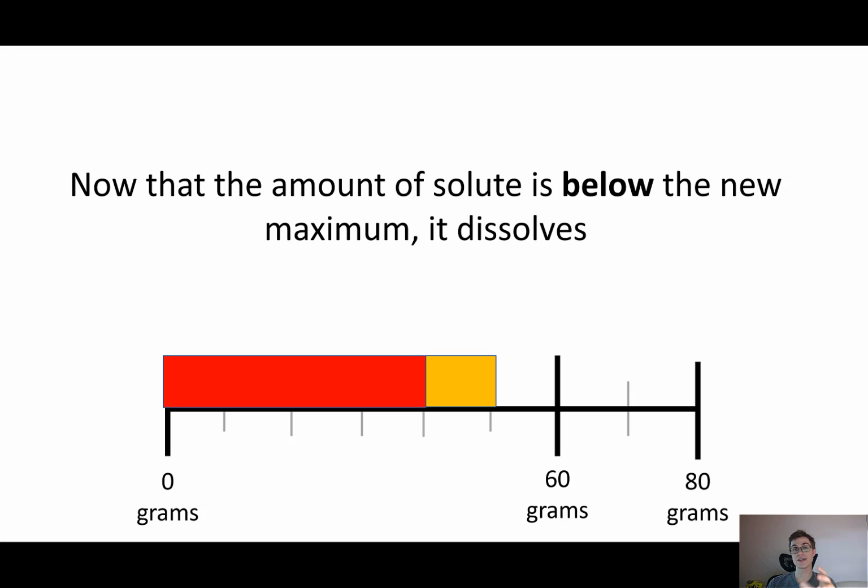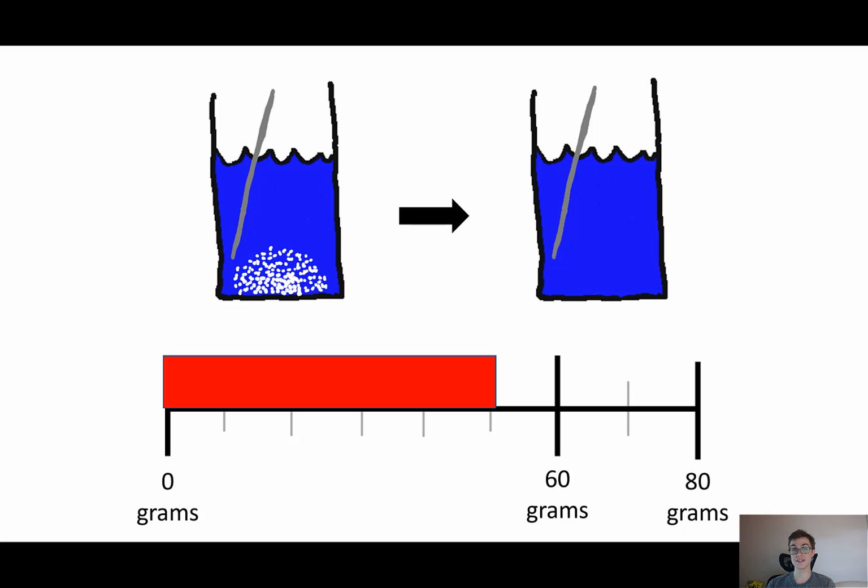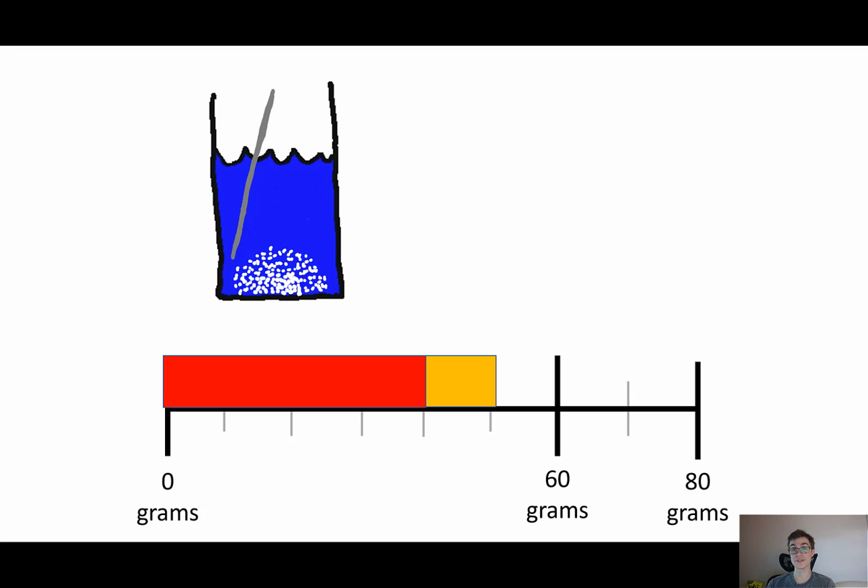So now that you did your chemistry magic, you did something to the solution, the amount of solute that you have is below the new maximum. So that solid that you have, that yellow section, it dissolves. It dissolves now that the conditions have changed.